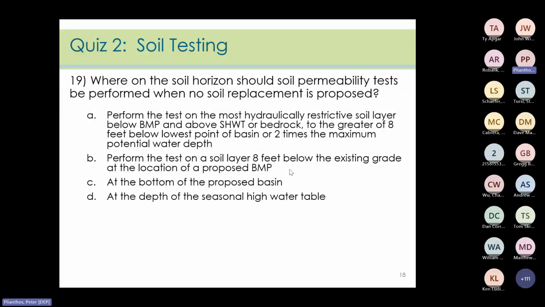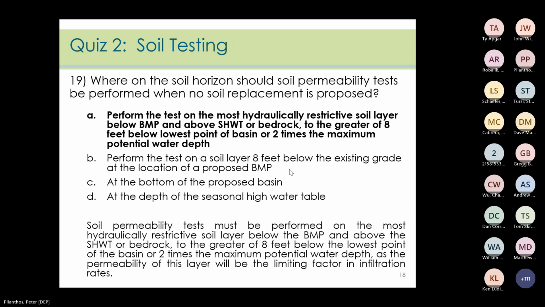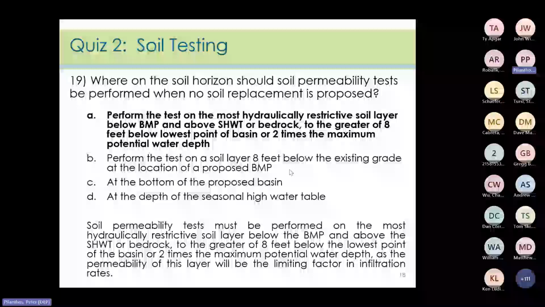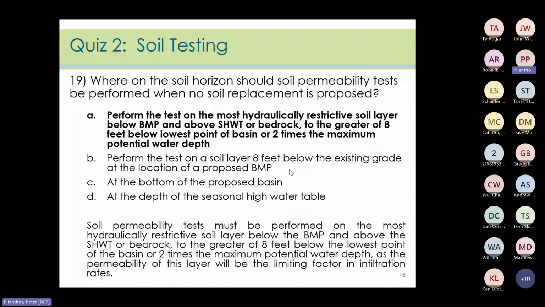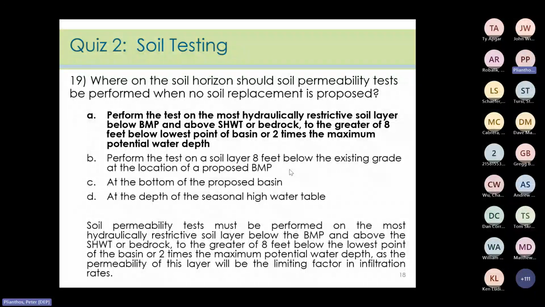Question 19. Where on the soil horizon should soil permeability tests be performed when no soil replacement is proposed? And the answer to this is A. Soil permeability tests must be performed on the most hydraulically restrictive soil layer below the BMP and above the seasonal high water table or bedrock, to the greater of 8 feet below the lowest point of the basin, or 2 times the maximum potential water depth, as the permeability of this layer will be the limiting factor in infiltration rates.